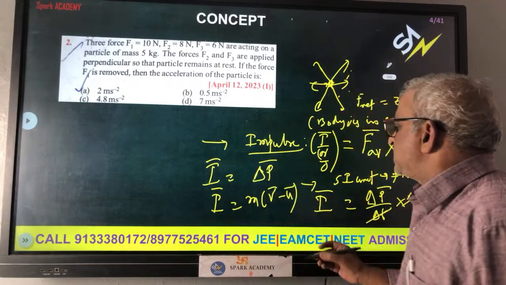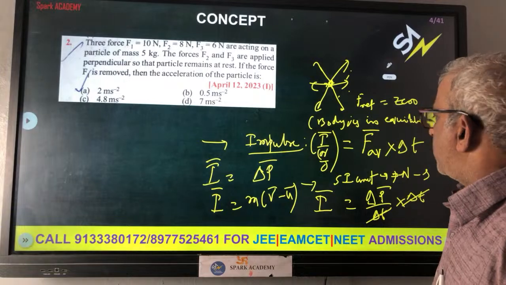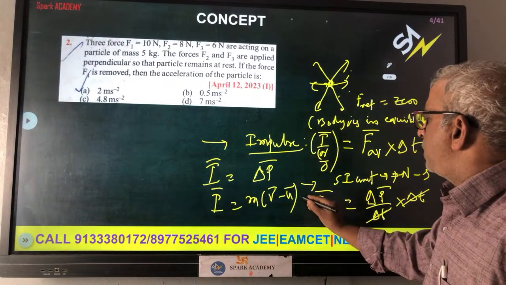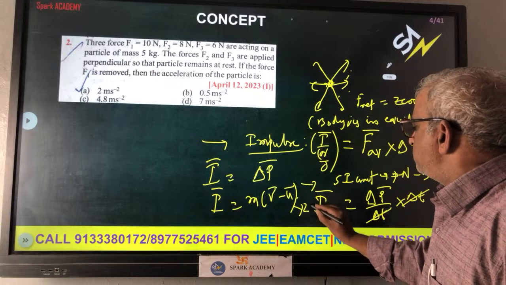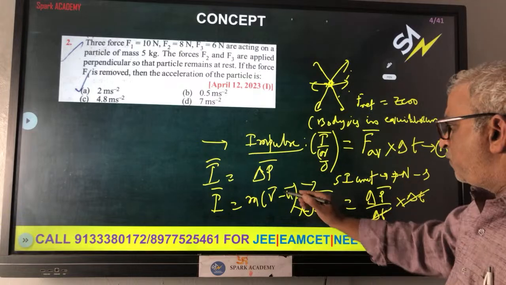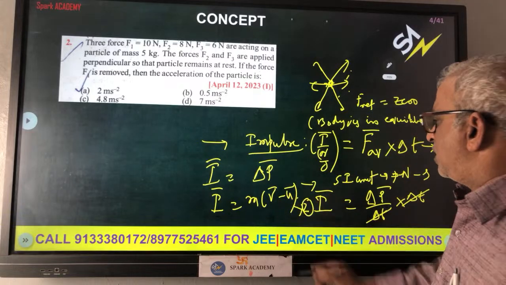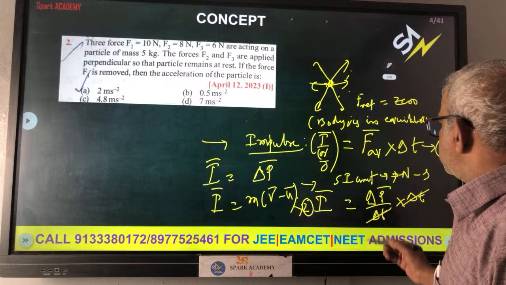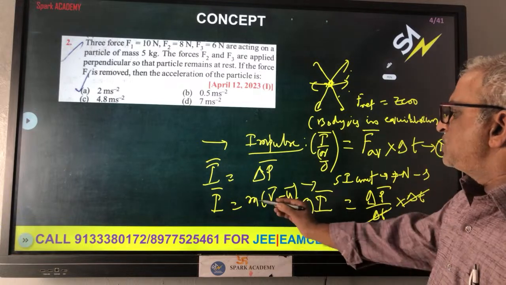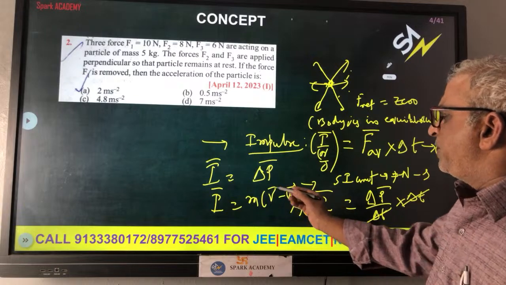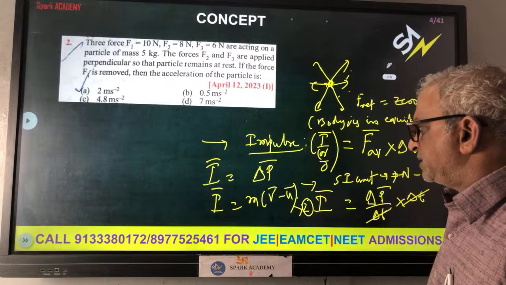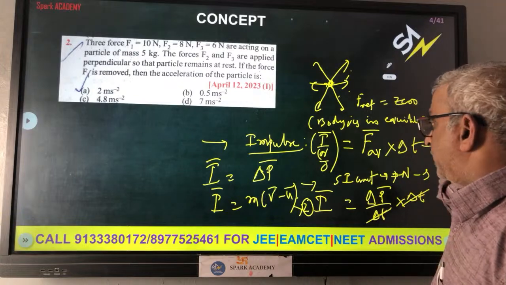So let's see directions here. m into v bar minus u bar. So for impulse there are two formulas. Formula number 1, formula number 2. Impulse is also equal to change in momentum. Sometimes you have to equate both these formulae to calculate the velocities. Sometimes if you are asked to calculate force, delta T will not be given. Mass, initial velocity and final velocity will be given. Then you have to equate impulse. The problem is like this. So this is average force into delta T.